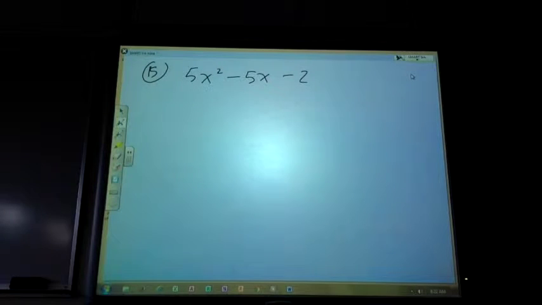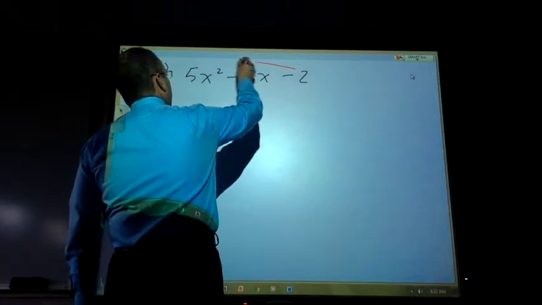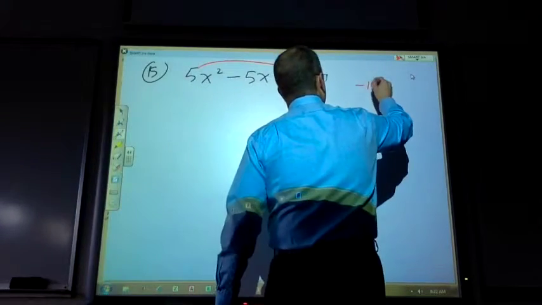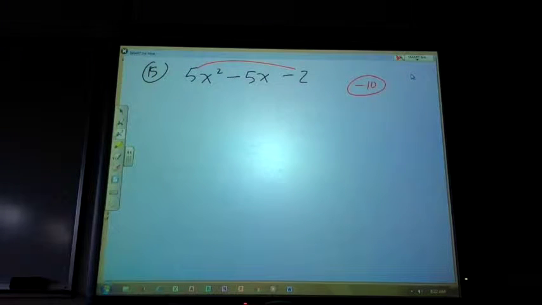No. Next step, does 5, 5, and 2 have any numbers in common other than 1? No. Is there a greatest common factor on this one? No. Okay? So no greatest common factor, doesn't carry down to the end. So negative 2 times 5, that gives me negative 10. In order to multiply two numbers together that become negative, what do I know about the signs of those numbers?